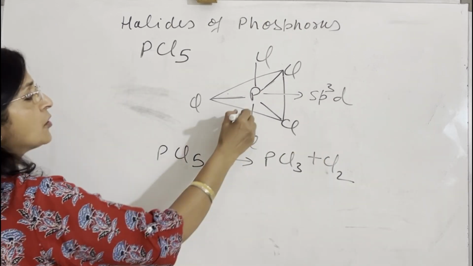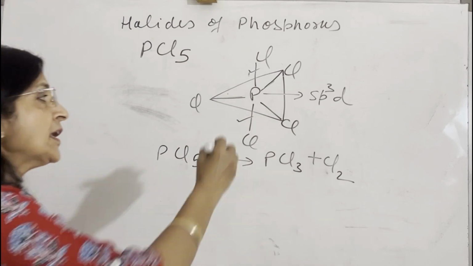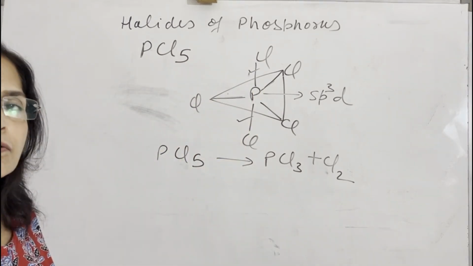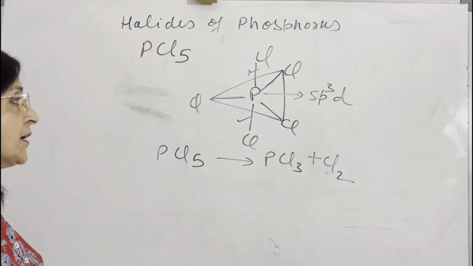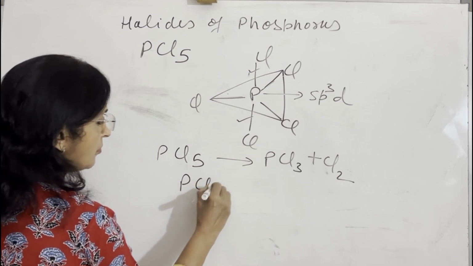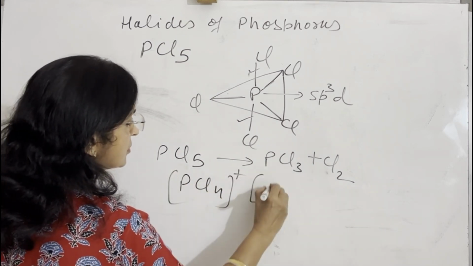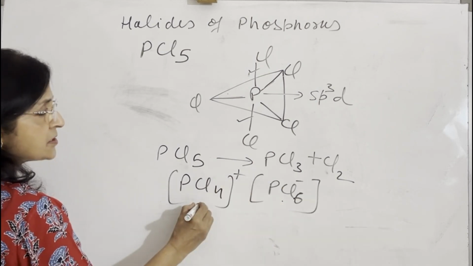तो कौन से bond break हो रहे हैं? Axial bond, this one and this one. तो जब हम हीट करेंगे सबसे पहले ये वाले बॉन्ड्स ब्रेक होंगे because these bonds are weaker than this equatorial bonds. And in solid state, phosphorus pentachloride exists in ionic form. These ions are present. This is octahedral and this is tetrahedral.